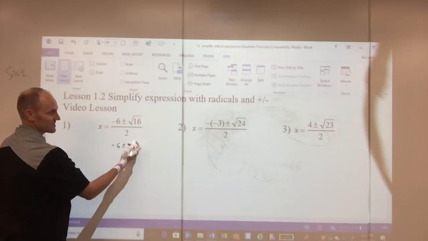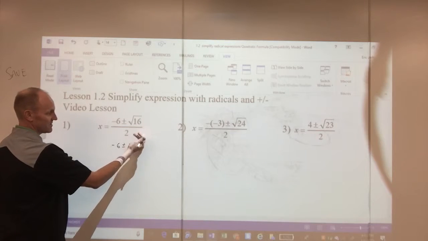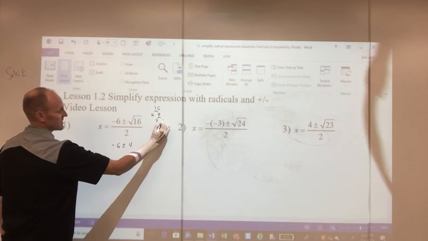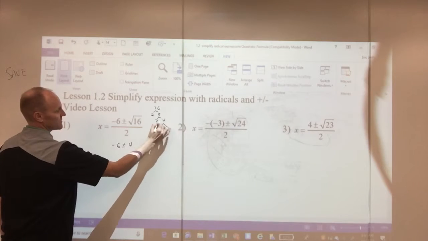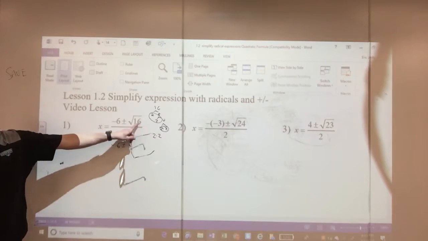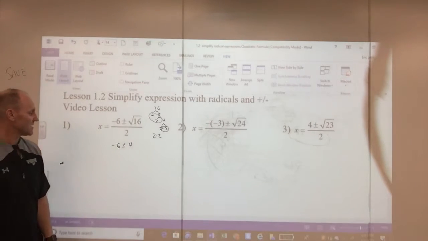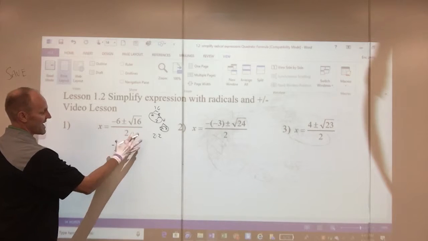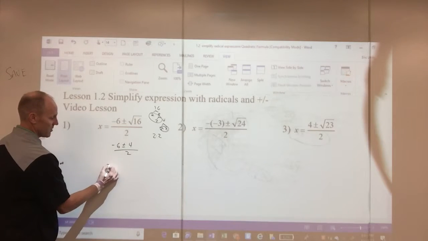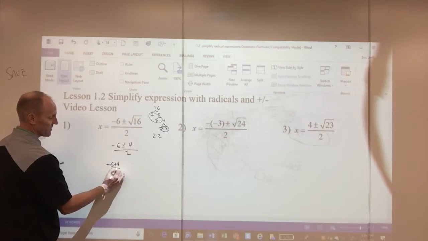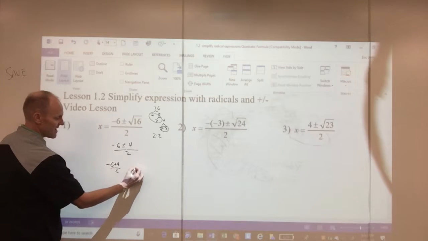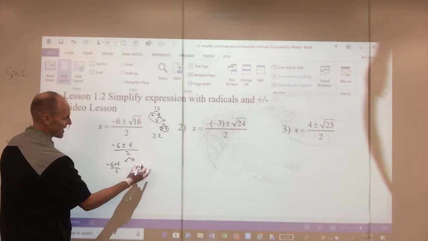The nice thing is square root of 16 will be 4, because 16 is 2 times 8, 2 times 4, 2 times 2. If you do it this method, you pull out two 2's, you get 4. Or a lot of you might know that 16 is a perfect square. Once you've done that, you can split this up into two different things. What you'll have is negative 6 plus 4 divided by 2, and what this plus or minus means is that you add it, and you also subtract it.